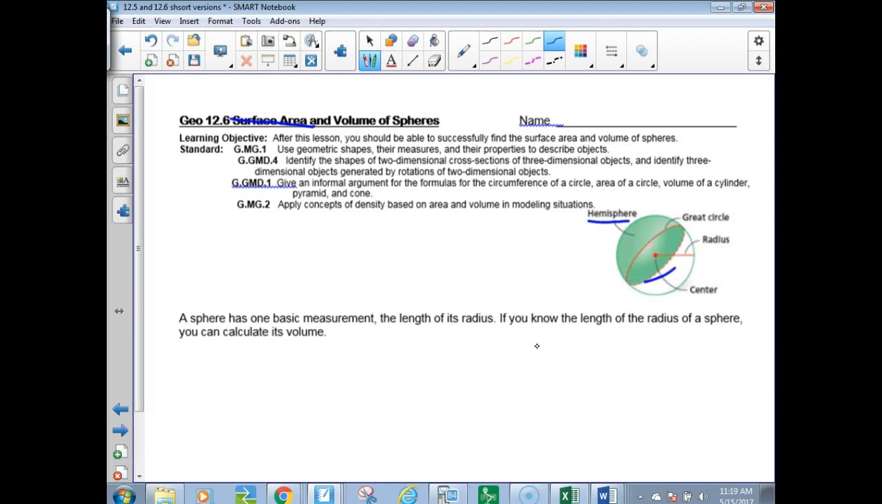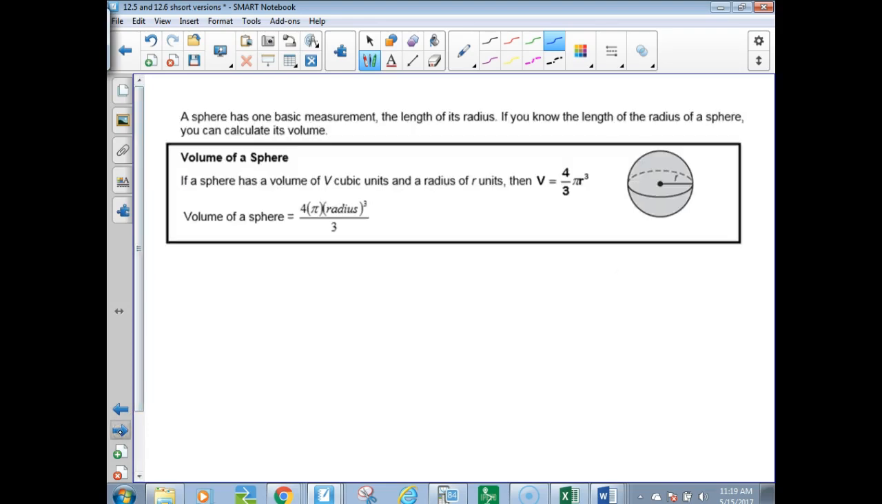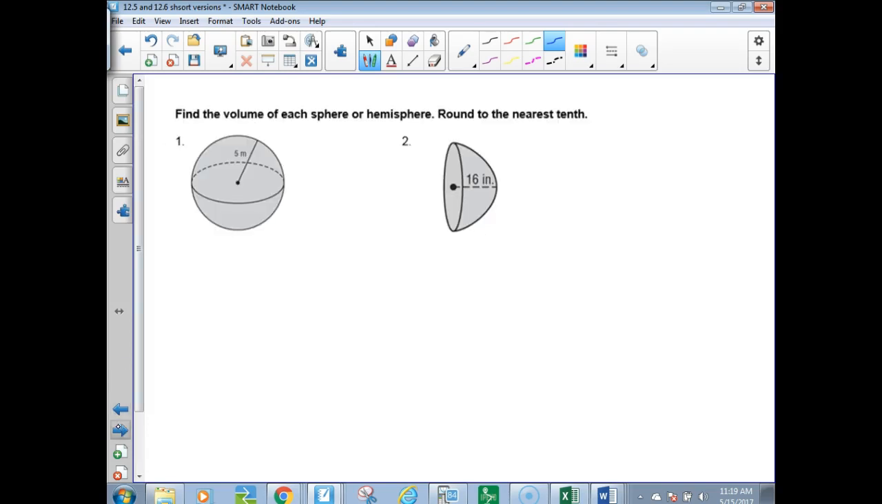You just need to know its radius to be able to find its volume. So we're going to be doing volume is 4 pi times the radius cubed divided by 3. You will have this formula on your formula sheet for finals. You're just going to have to know how to plug in the radius properly and do the calculation. Okay? So let's do some examples. That's basically all you can do with these. There's nothing fancy to show you.